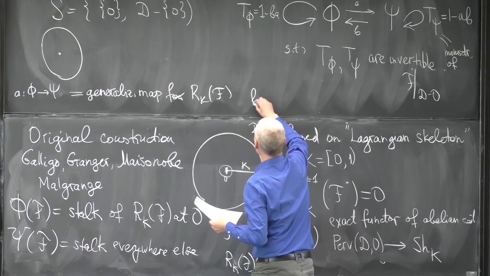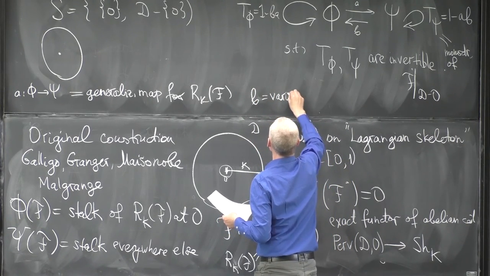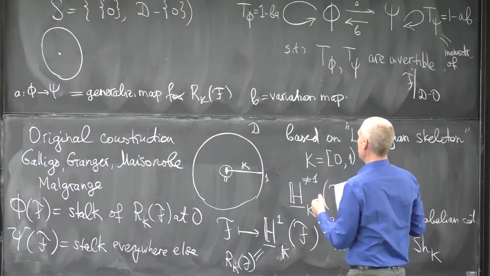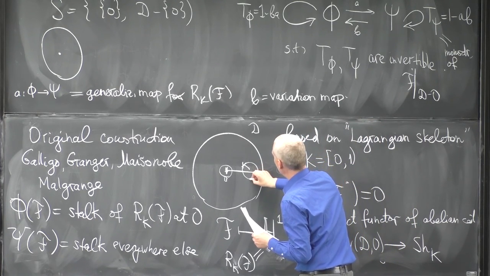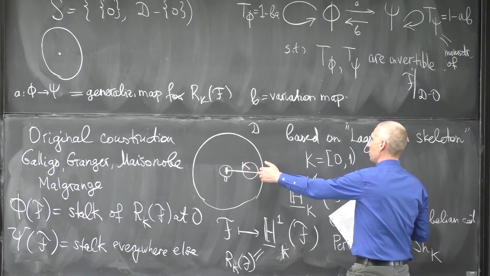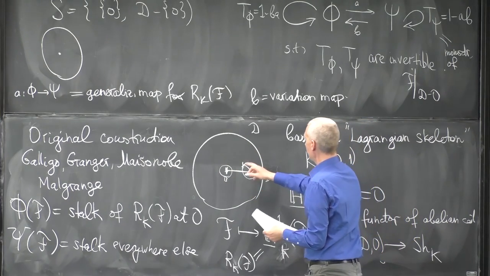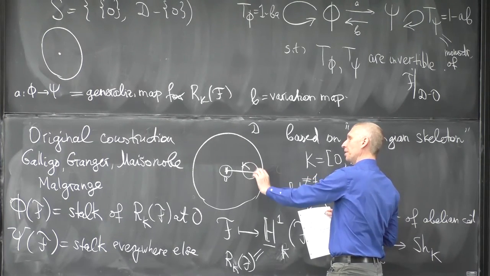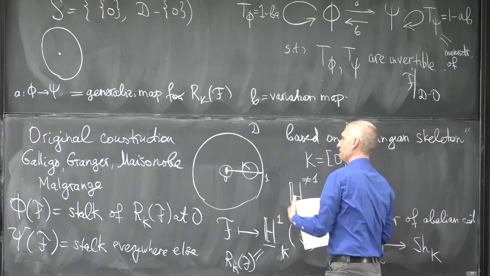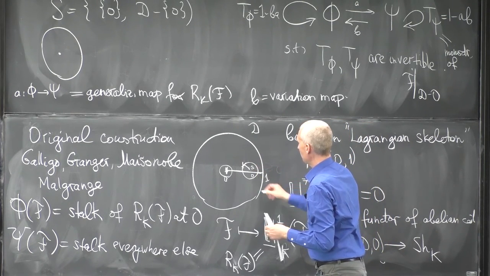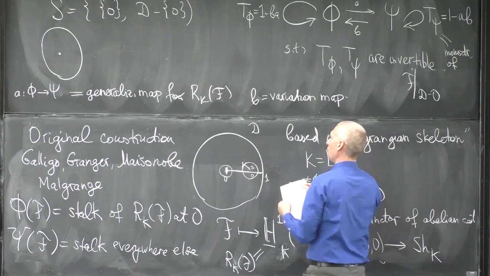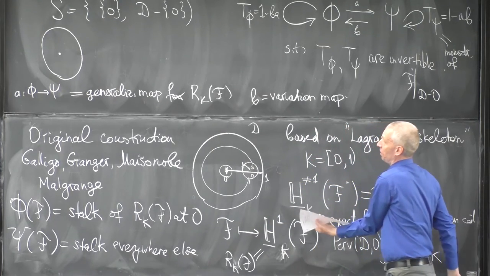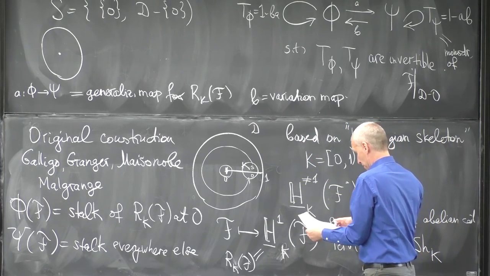And B is the so-called variation map, which also can be explained like this. Suppose we have a class in local cohomology. What's the local cohomology? It's the quotient of sections here plus sections here over the image of the sections in the big disk. So if you represent this as S comma zero, then when you go all the way here, this represents a class of cohomology with support. That's the variation map.